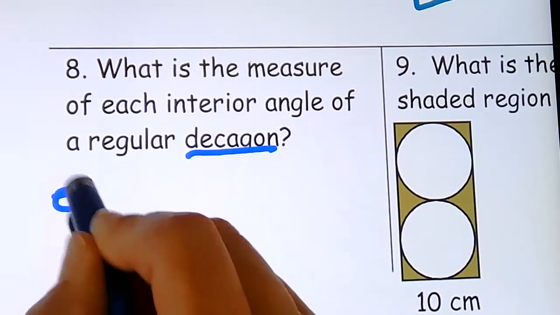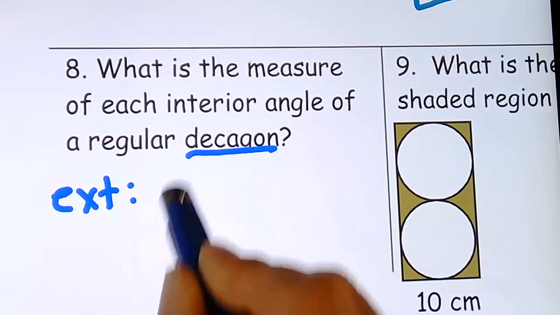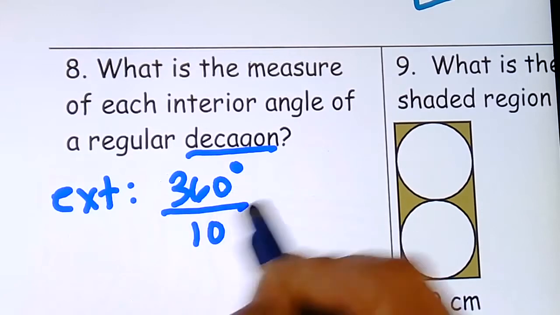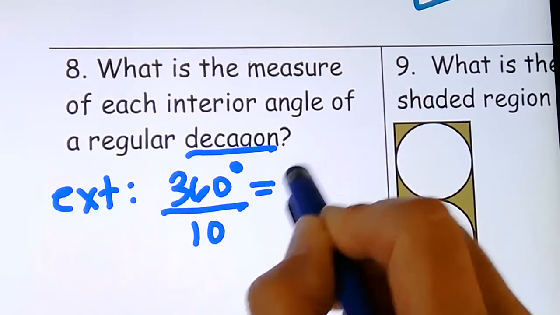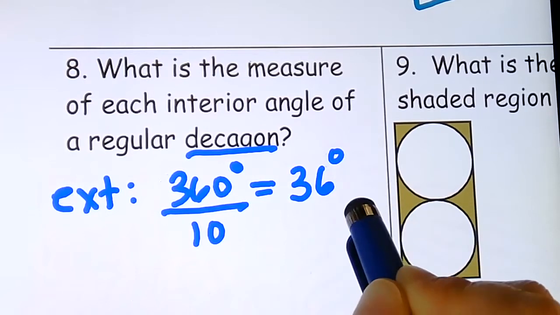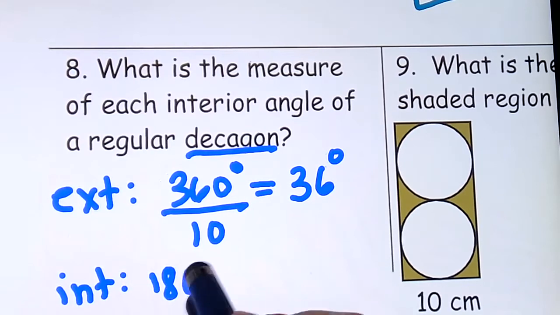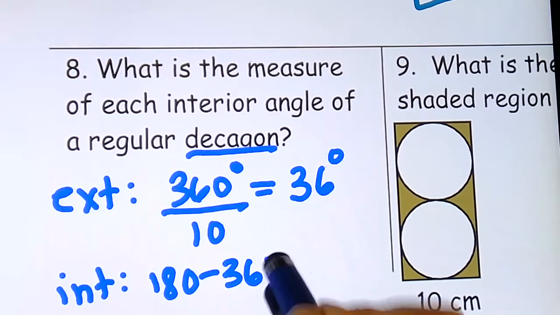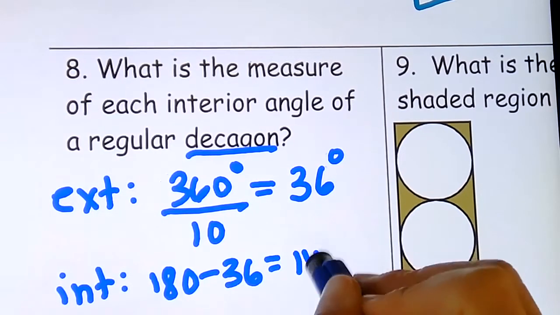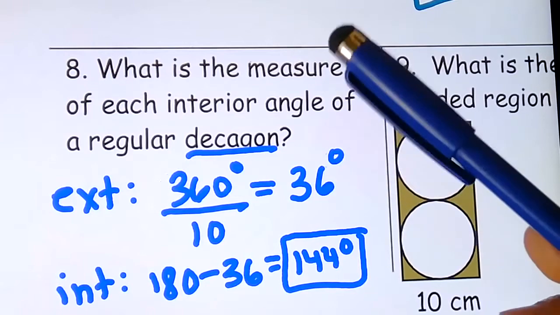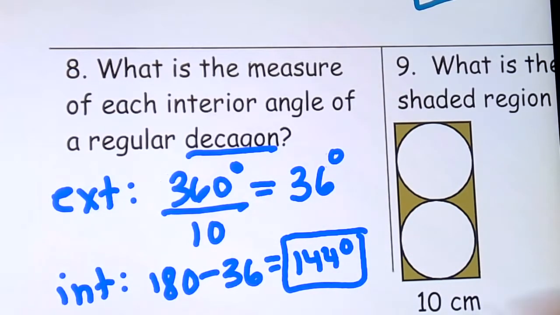I'm going to talk about my exterior. Okay, I know they want interior, but if I take my exterior and I take 360 divided by 10 sides, means each of those is going to be 36 degrees. That's my exterior. My interior is 180 minus 36, and 180 minus 36 is 144 degrees. That's how I personally would do it. Okay. Otherwise, you're going to have to use the formula to find the sum of all of them and then divide by 10. Up to you.